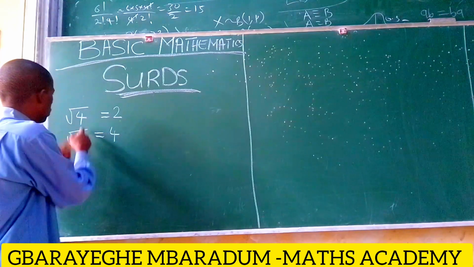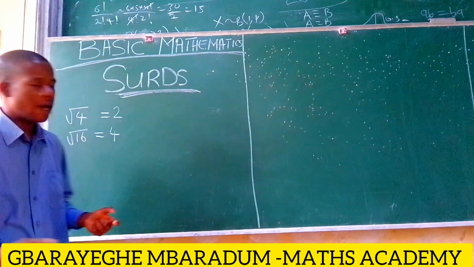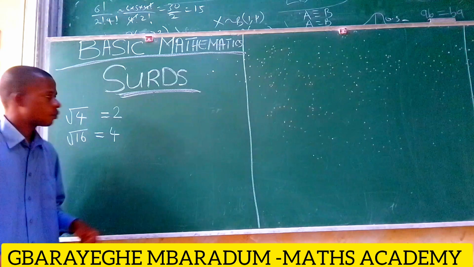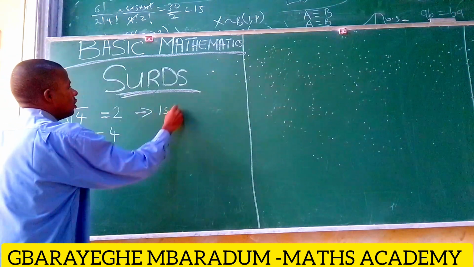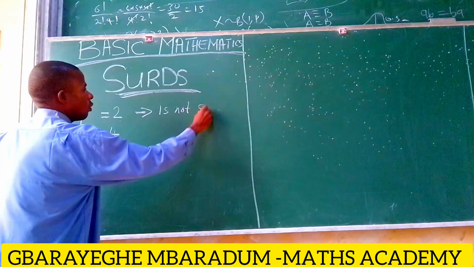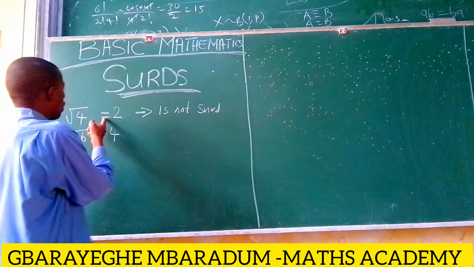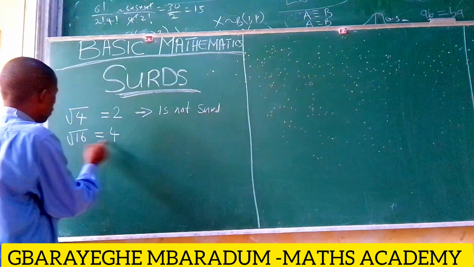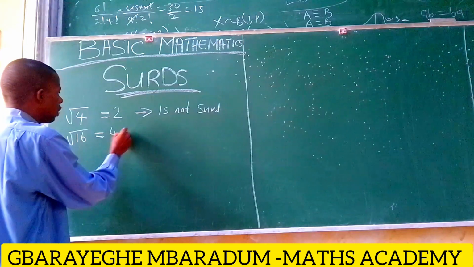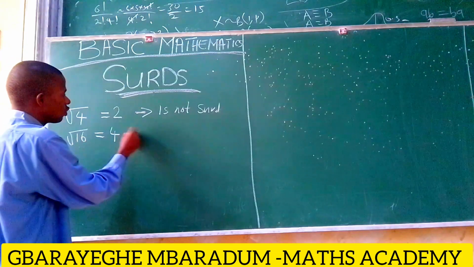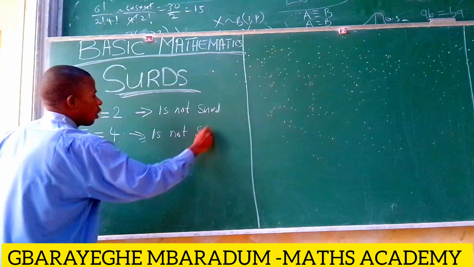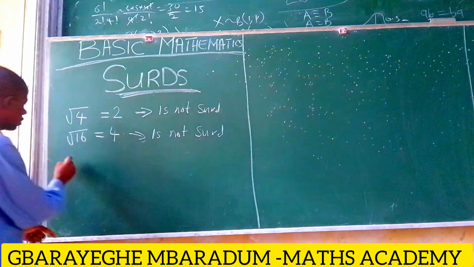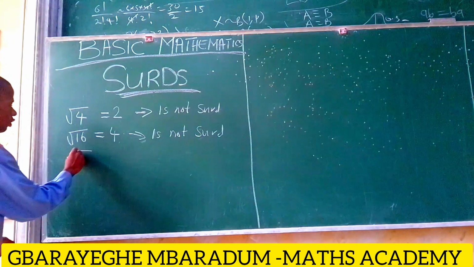So at this point in time, the square root of 4 and 16 give us a whole number. Since the square root of these two numbers give us a whole number, they are not surd. Because it gave us a whole number as an answer, and 16 also gave us a whole number as an answer, this is not surd.